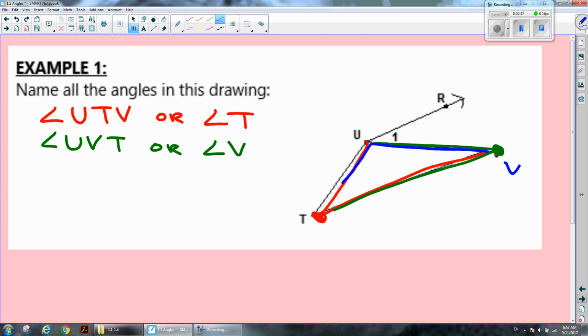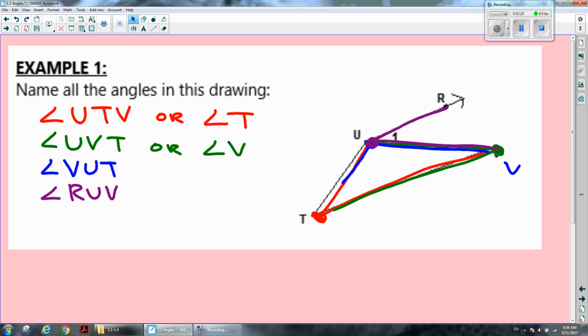Here in blue, we have angle VUT, or you could have said angle TUV, but we cannot just call this angle U because angle 1 also has its vertex at U. And we could call that last angle angle RUV, or if you want to call it angle VUR, that's fine. But again, you can't call it angle U because there's two angles with vertex U.